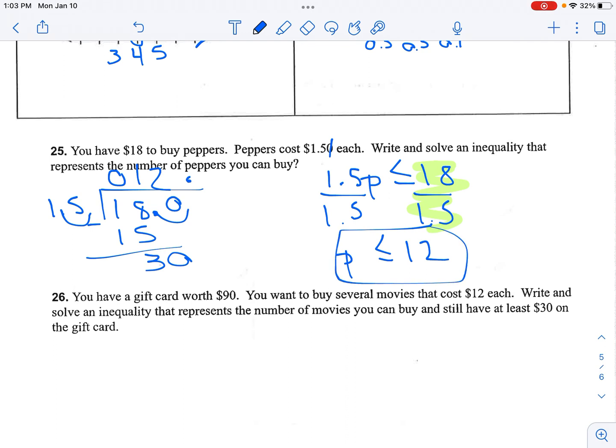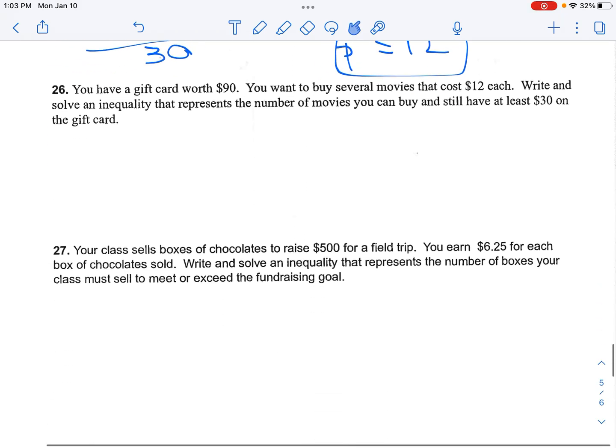Write and solve an inequality. Okay, so it does not say to graph it. It said write and solve, which I did. You have a gift card worth $90. You want to buy several movies that cost $12 each. Write and solve an inequality that represents the number of movies that you can buy and still have at least $30 on the gift card.